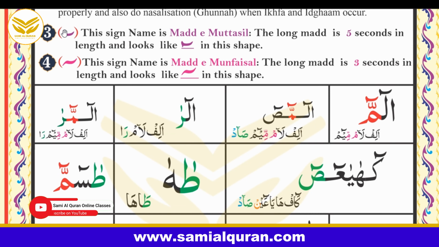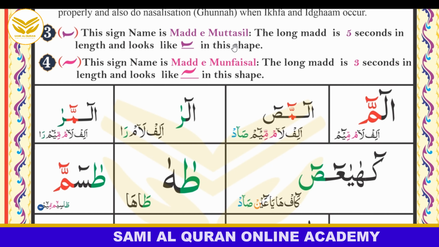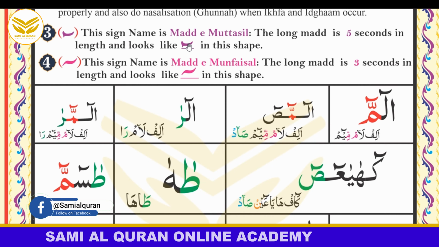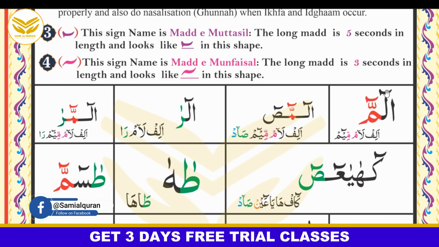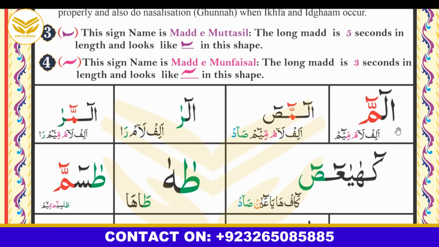The first thing is this sign. This sign is named madde muttasil. The long mad is 5 seconds in length and looks like this shape. Any letter that has this sign, we stretch the letter 5 seconds. So this is the first thing.